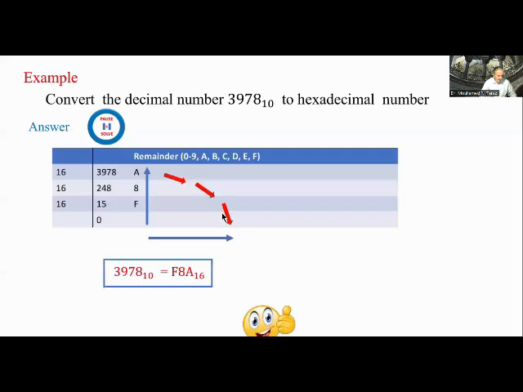Okay, let's see if you got it right. This will be the answer: F8A base 16.